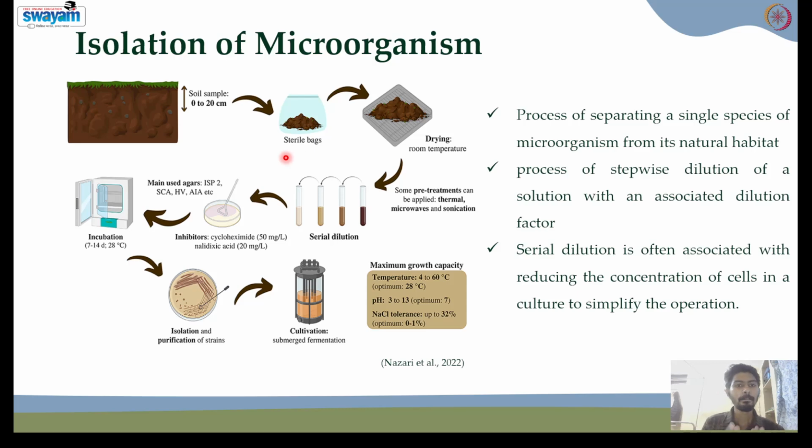So this is the primary and basic example of why and how isolation is performed. Isolation is performed where we are applying a specific condition like inhibitors in order to screen a specific microorganism, so that we can avoid the undesired microorganisms. So this is the normal and basic procedure of how isolation is done.